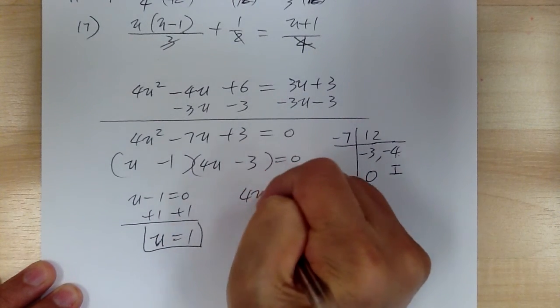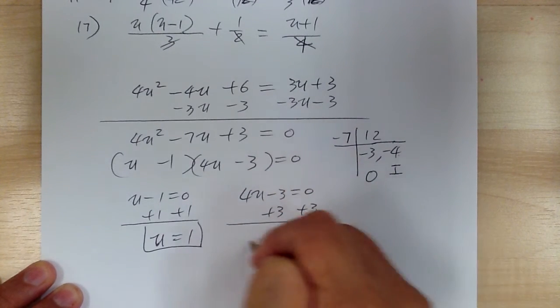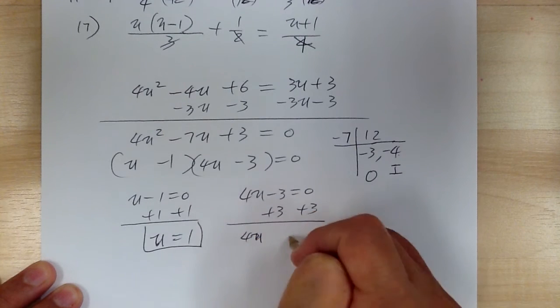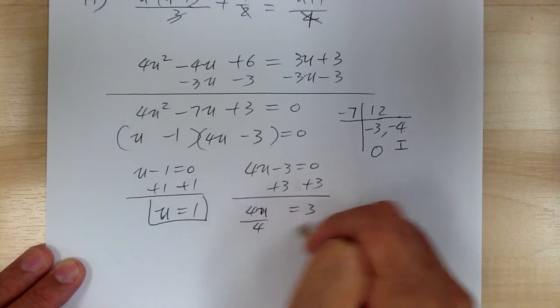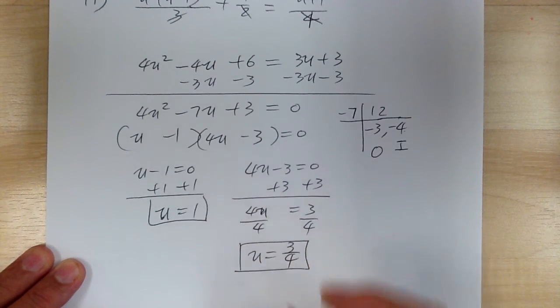This one over here, you got 4u minus 3 equal to 0. So plus 3 on each side. You get 4u equal to 3. Divide by 4, divide by 4. So u equal to 3 over 4. And that's it.